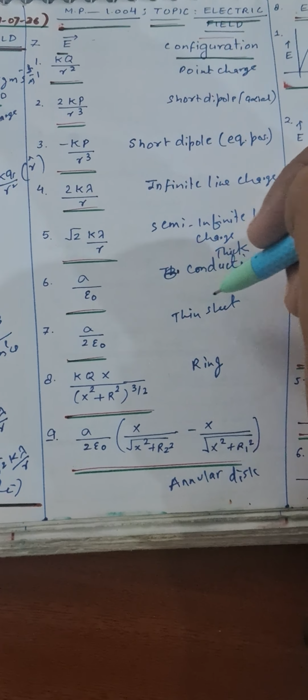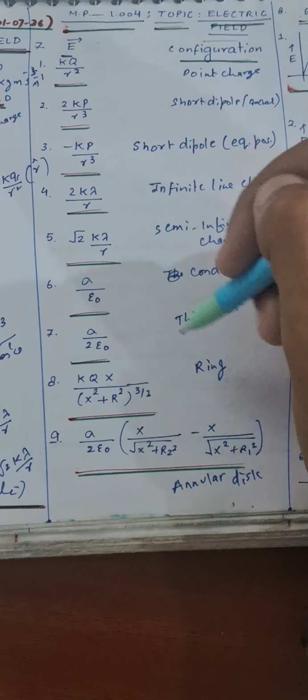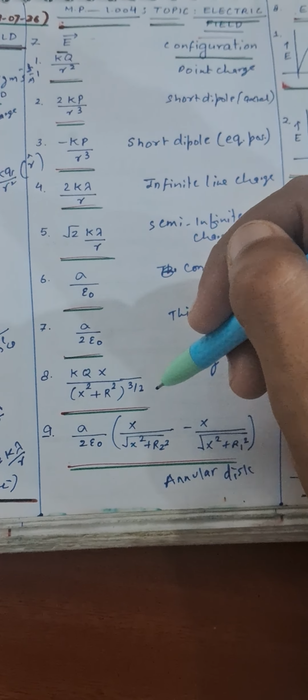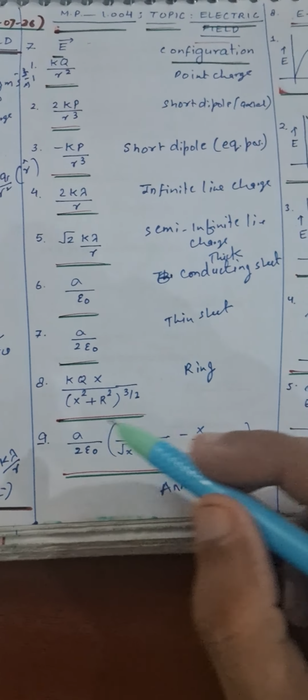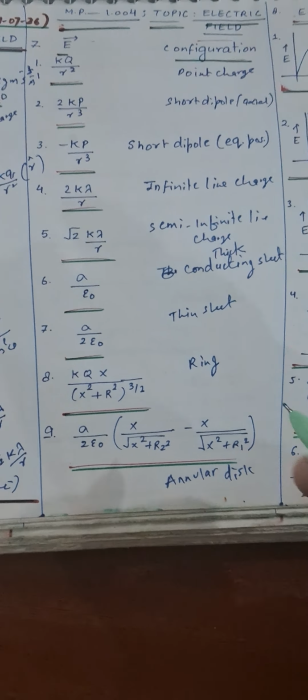Sigma by epsilon naught, it's a thick conducting sheet. Sigma by 2 epsilon naught, it's a thin sheet. Kqx by (x square plus r square) to the power 3 by 2, it's for the ring. And sigma by 2 epsilon naught times x by root (x square plus r2 square) minus x by root (x square plus r1 square), this is for the annular disk.